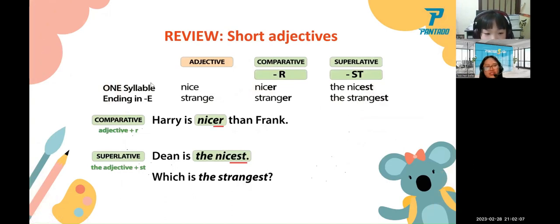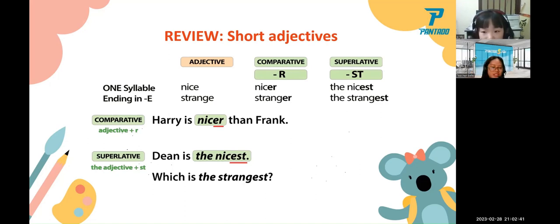Okay, now we are going to tackle short adjectives this time, okay? Do you know what is an adjective, Pinky? What is an adjective, Pinky? Adjective is a comparative. Super. I cannot read it. Are you sure you can't read it?